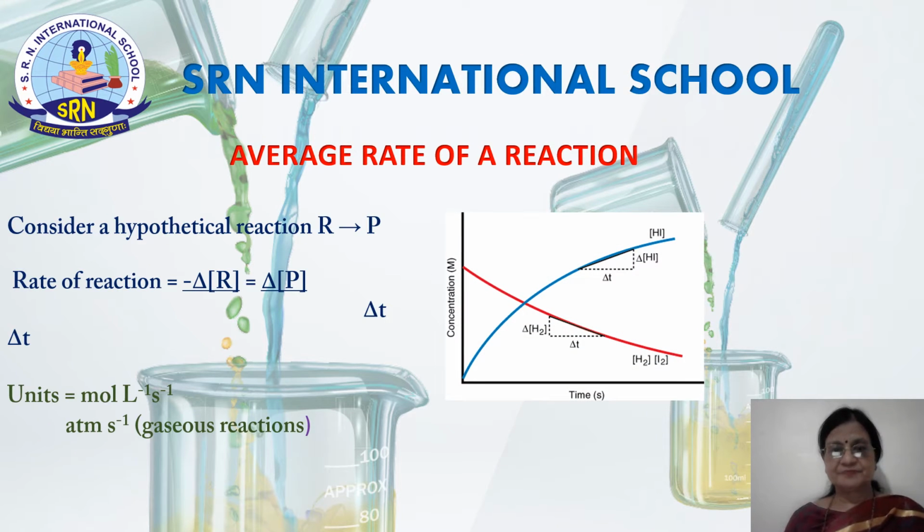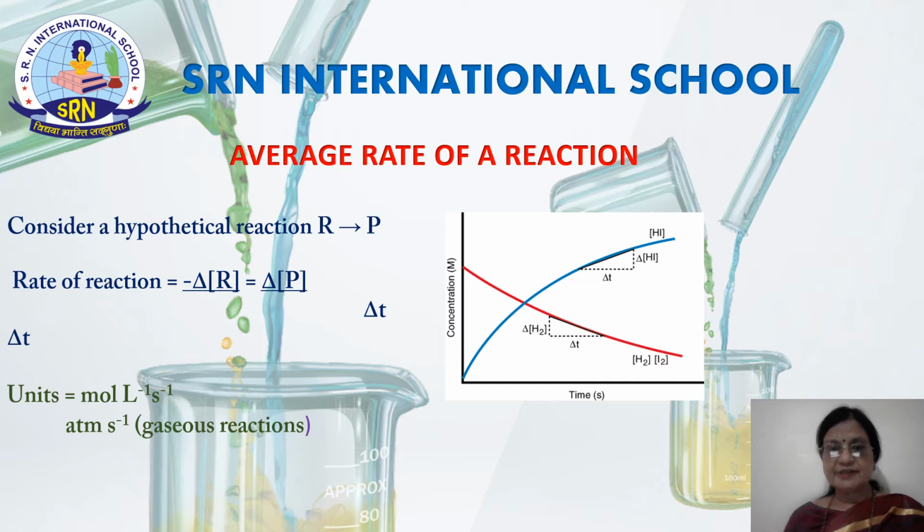Average rate of a reaction. Consider a hypothetical reaction like reactant converting to product. That is, R is a reactant and P is a product. So when reactants like hydrogen and iodine react together, they form a product that is hydrogen iodide.